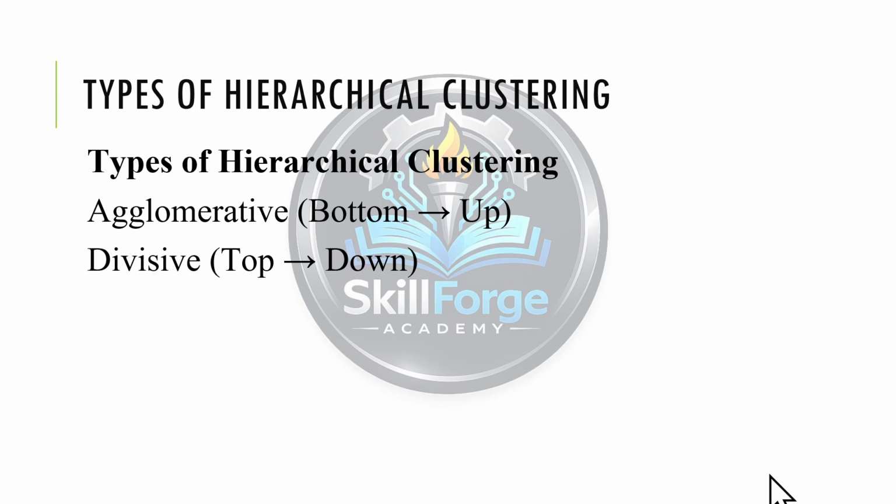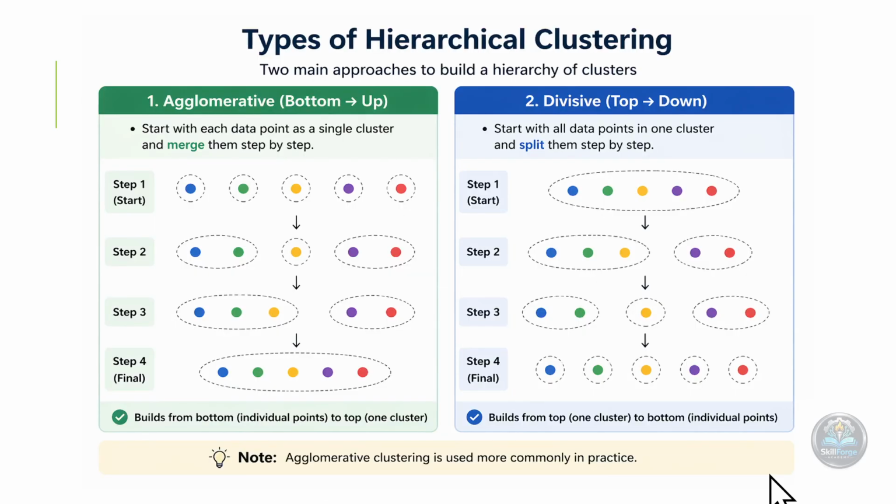So, how many types of hierarchical clustering are there? We'll discuss that now. First is agglomerative clustering. Here we start with each data point as its own cluster and gradually merge them together, as you can see here. So this is a bottom-up approach. The second is divisive clustering, and here we start with all data points in one cluster and keep splitting it. So this is a top-down approach. In practice, agglomerative clustering is used more often.